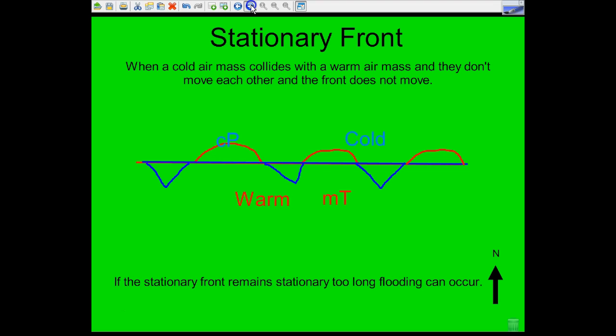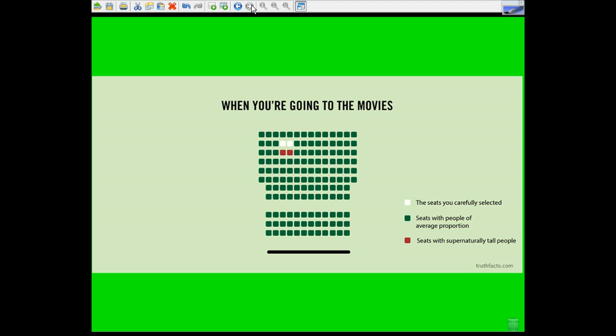Which leads us to this last diagram. When you're going to the movies, and you can see the little map of the seats with people of average proportion and seats with supernaturally tall people, and these are the seats that you carefully selected.